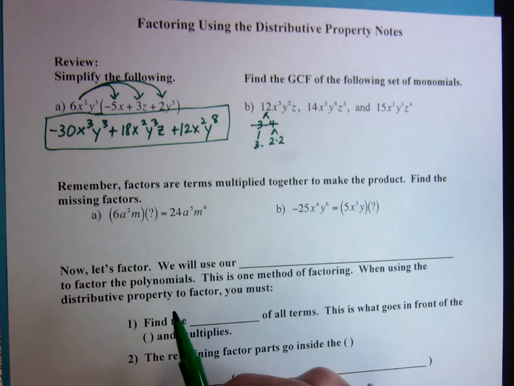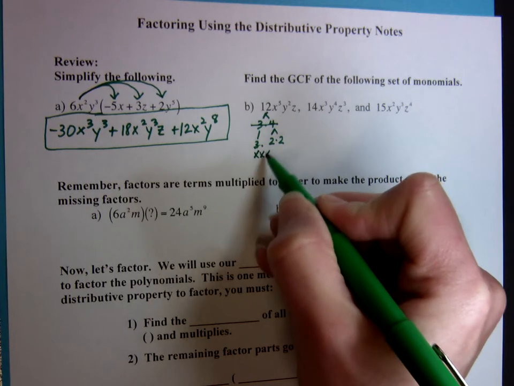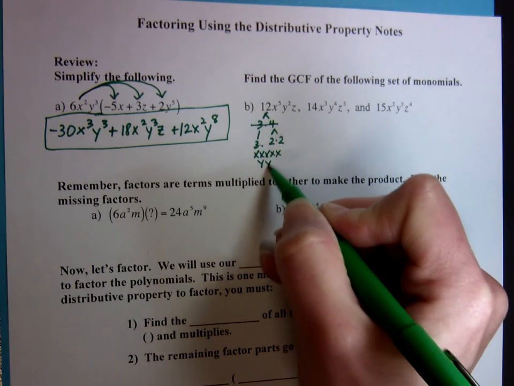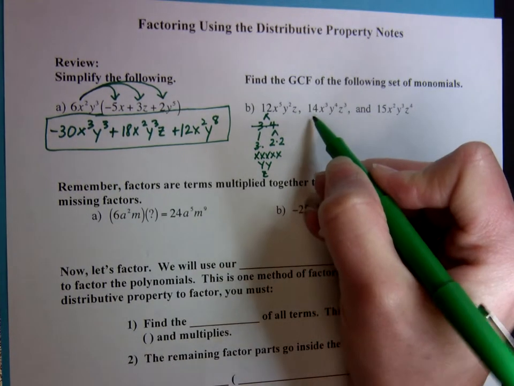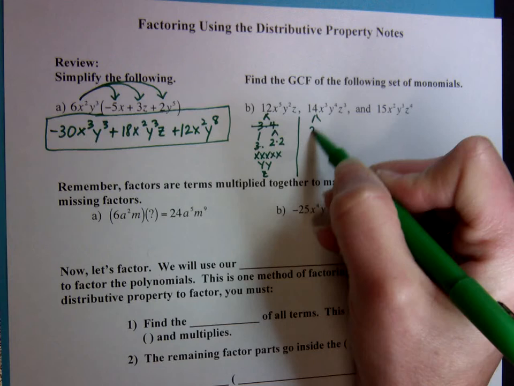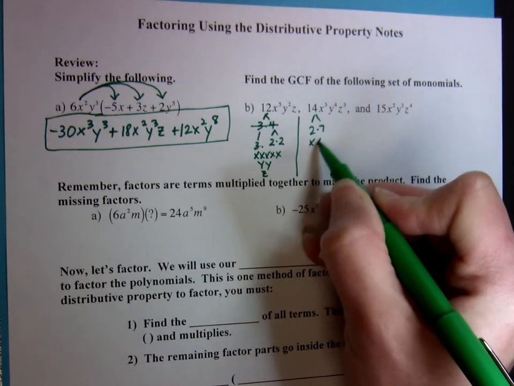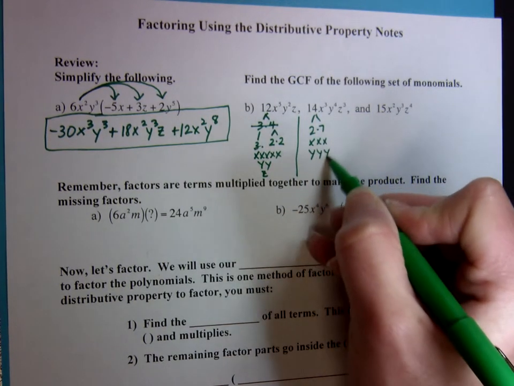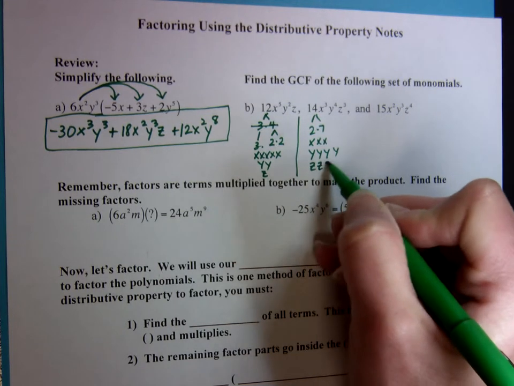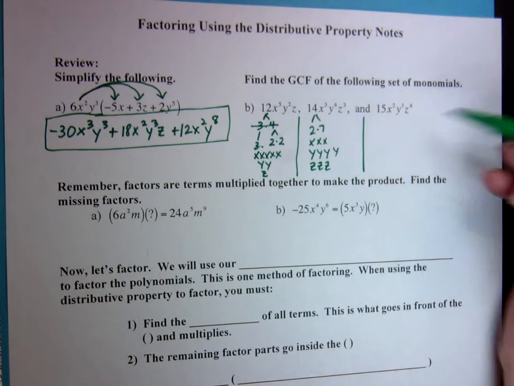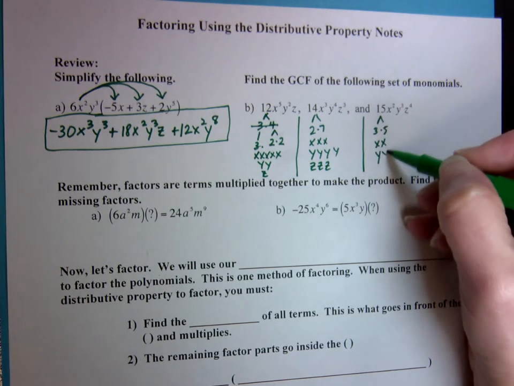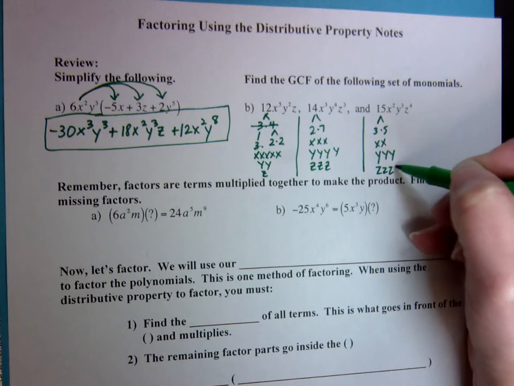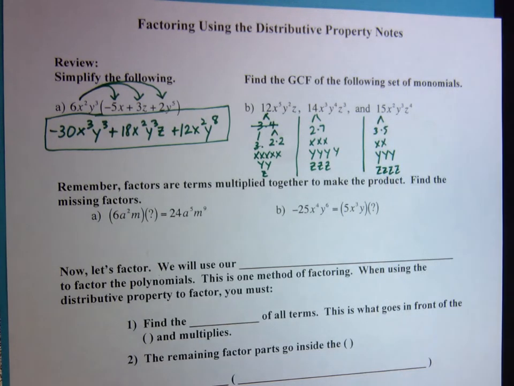Okay. We also have 5 x's, 2 y's, and a z. All right, then this 14 can break down to 2 times 7, 3 x's, 4 y's, 3 z's. And then this one can break to 5 and 3, 2 x's, 3 y's, 4 z's.